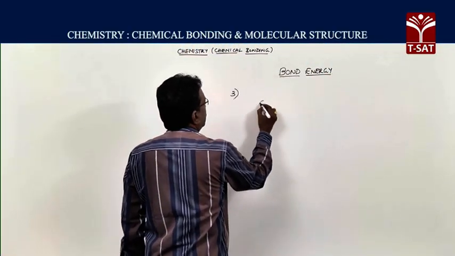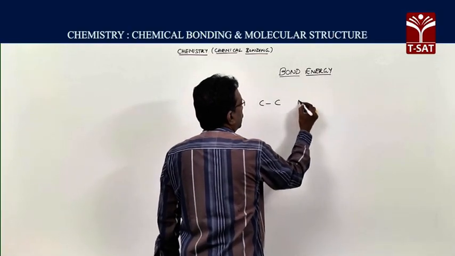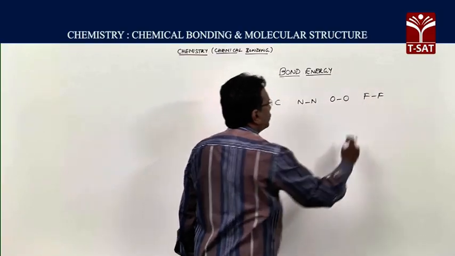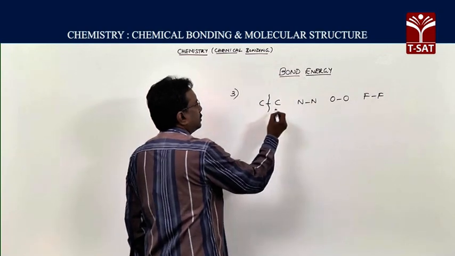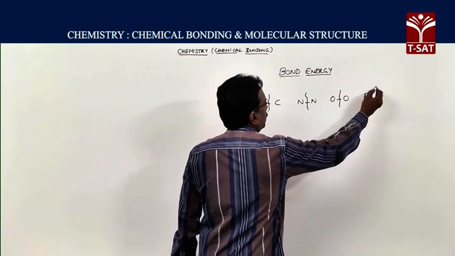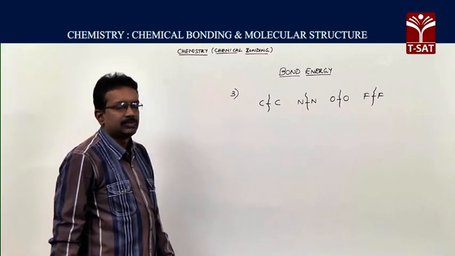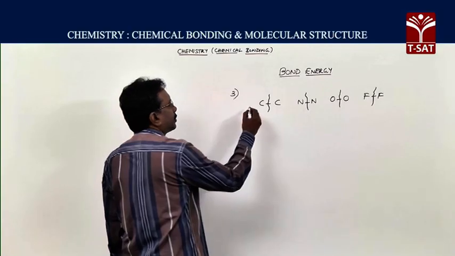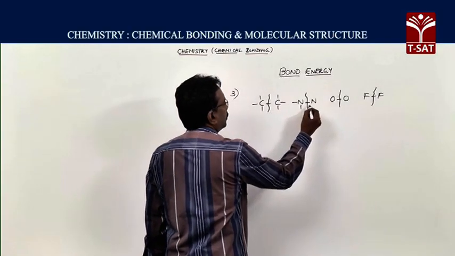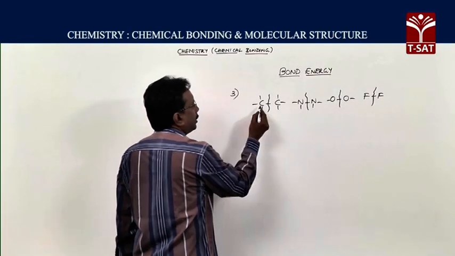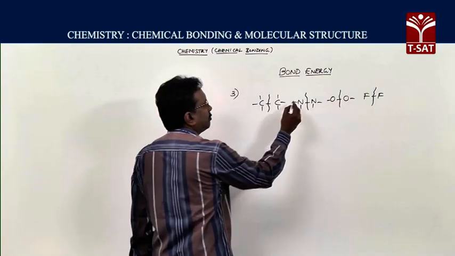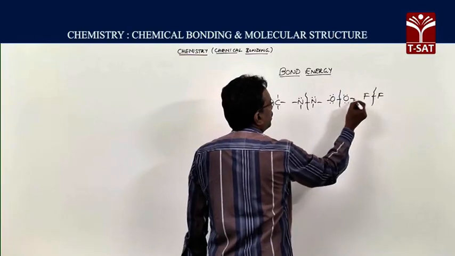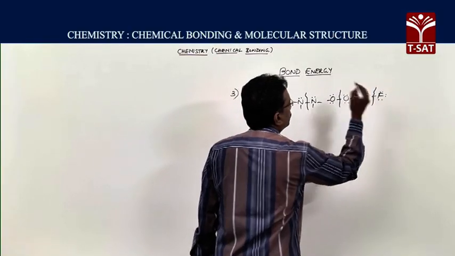Here I am writing C-C, here N-N, here O-O, and here F-F. Now, I am comparing the single bond energies among these four elements: C-C single bond, N-N single bond, O-O single bond and F-F single bond. In the case of carbon, no lone pair of electrons, but in the case of nitrogen, one lone pair is available. In the case of oxygen, two lone pairs are available. Here we have three lone pairs.